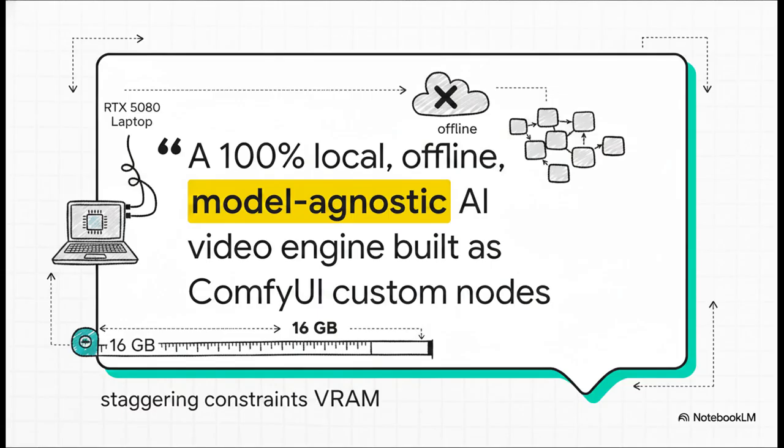Look at this definition straight from their design docs. A 100% local, offline, model-agnostic AI video engine built as ComfyUI custom nodes. And remember, it's all running on an RTX 5080 with just 16 gigabytes of VRAM. Honestly, 16 gigs is barely enough to keep a modern web browser happy these days. So cramming a full multi-model pipeline into that tiny footprint completely offline, well, that requires an incredibly disciplined architecture.